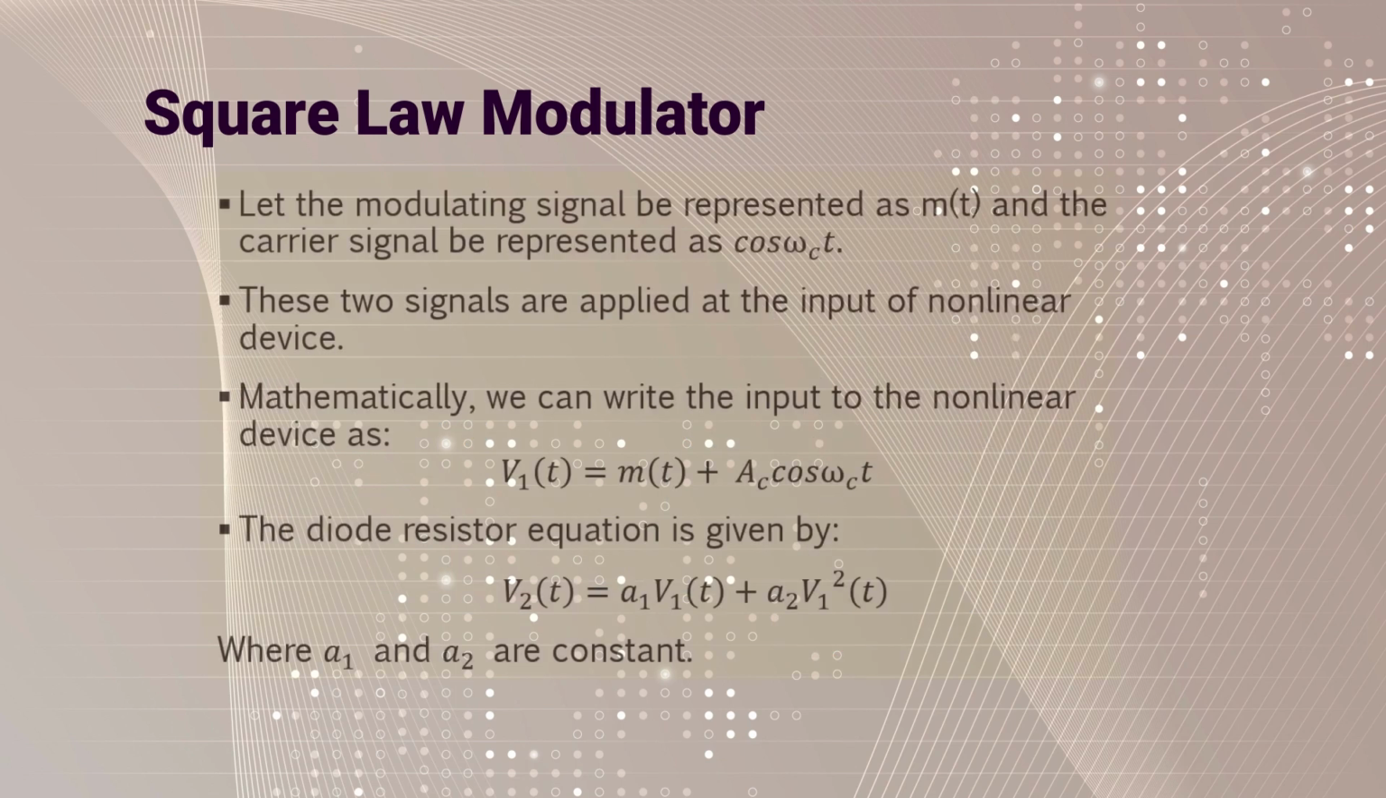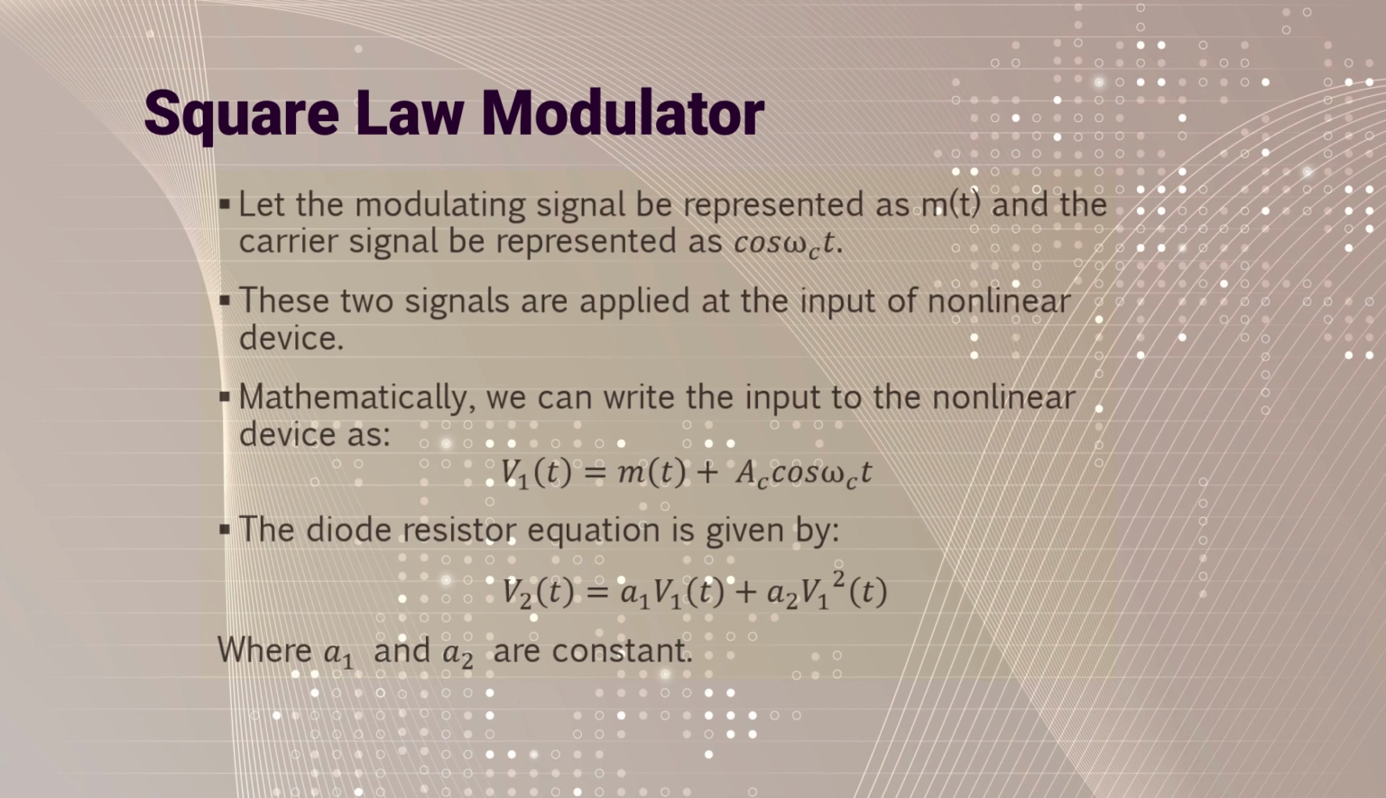Let the modulating signal be m(t) and the carrier signal be denoted by Ac cos 2 pi fc t respectively. These signals are applied as input to the nonlinear device, which could be your transistor or diode. For simplicity, we will consider here that it is a diode operating in the nonlinear region. Mathematically, we can write that the input to the device is v1(t), which is nothing but the summation of the message signal and the carrier signal. This is passing through the diode, which is our nonlinear device.